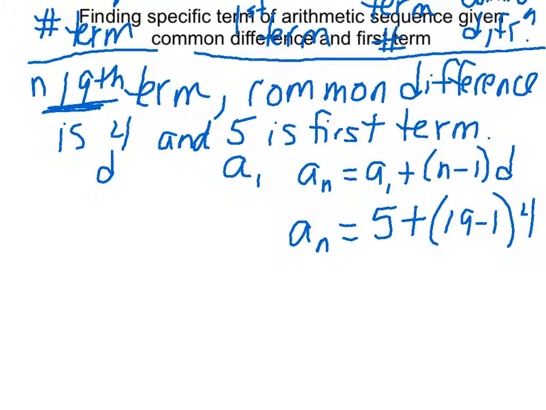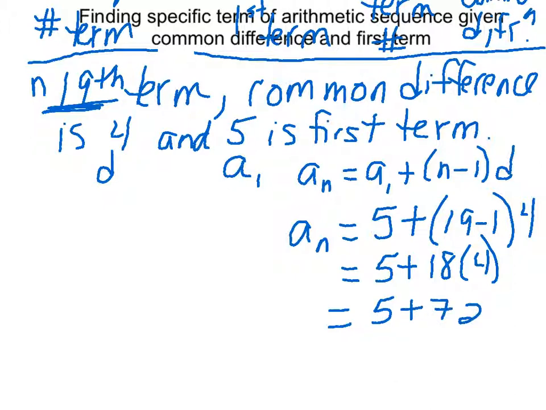So order of operations says we do the parentheses first. 19 minus 1 is 18. And then we need to do our multiplication. 5 plus 72. And then finally we need to do our addition, so we end up with an answer of 77. So instead of having to go up and do 19 terms, if you have this handy dandy formula, you plug things in and you just find out the 19th term is actually 77.